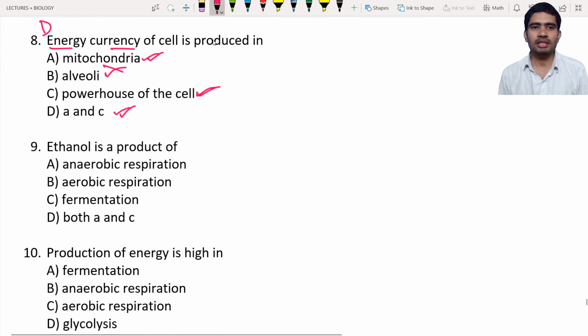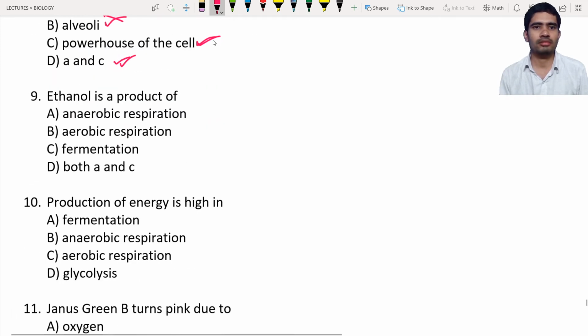Okay. Next, ethanol is a product of where? Ethanol is produced in anaerobic respiration. Yes, ethanol is produced during anaerobic respiration. Why? Because in fermentation there is anaerobic respiration, and in anaerobic respiration there is a production of ethanol. Okay, the first answer is correct.